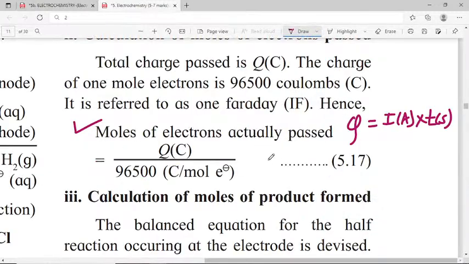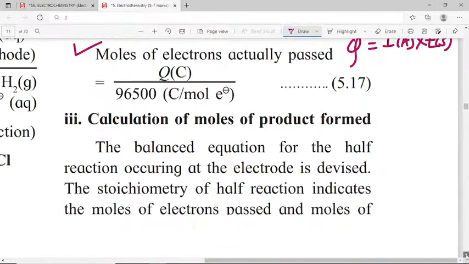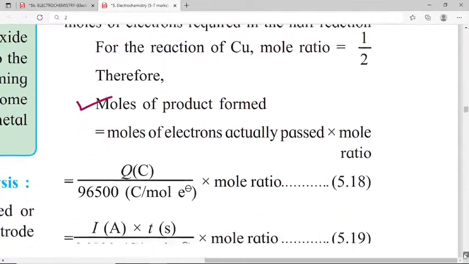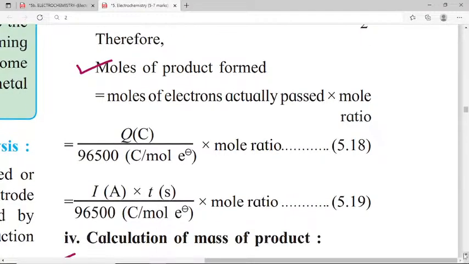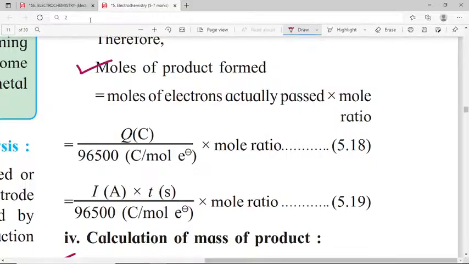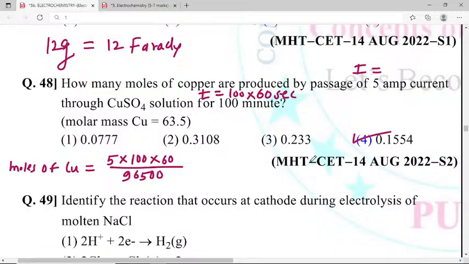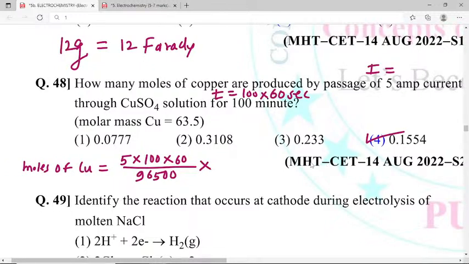I am using the formula. This is the formula: moles of electrons actually passed, or moles of product actually formed. Moles of product formed is equal to moles of electrons actually passed multiplied by the mole ratio. Moles of copper formed, multiplied by the mole ratio. So what is the mole ratio here? Mole ratio of copper is 1/2.